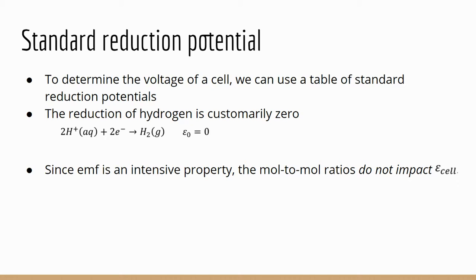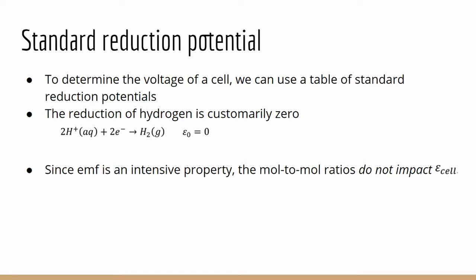To determine the voltage of a cell, we're going to have standard reduction potentials. They're typically given in a problem, or you'll have a table of them. These are actually measured values. When we compare the reduction of hydrogen to something else, the difference between those two reactions is the standard reduction potential. That part, admittedly, is not super important.